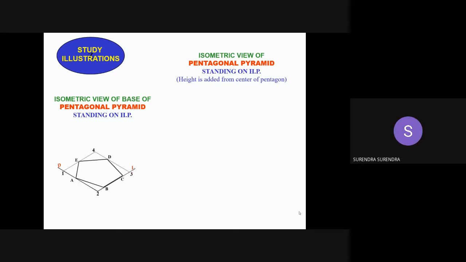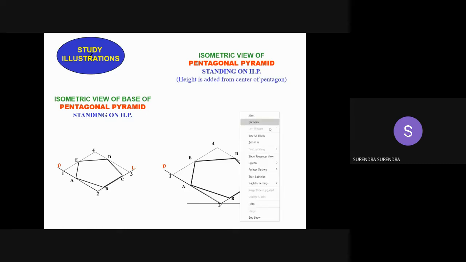So first you have to draw the pentagon in a horizontal position, and next mark the axis point. Mark the axis joining the midpoint of a side to the opposite corner. Any two sides, we can get the axis point. So the axis is always vertical. So draw the axis in the vertical direction and mark the apex point. Join the apex point with the base corners.